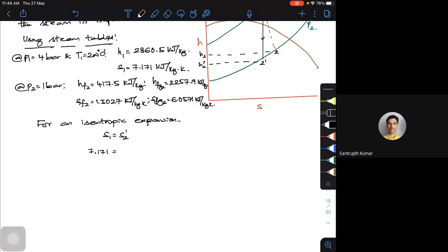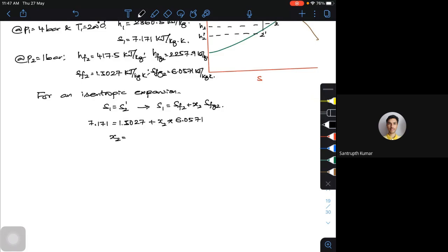S1 is equal to SF2. What is SF2? So S1 is equal to SF2 plus X2 into SFG2. So that's the formula. So what is your SF2? It is 1.3027 kilojoules per kg degree Kelvin plus X2 into your SFG2, that is 6.0571. So if I do the calculations, I am getting around X2 is equal to 0.97 or 0.969, if you want to write it to 2 decimals.